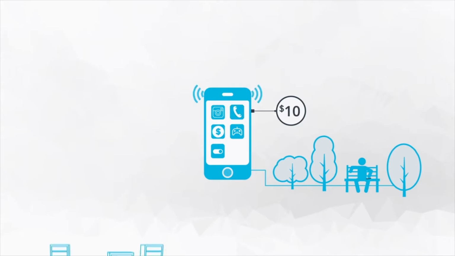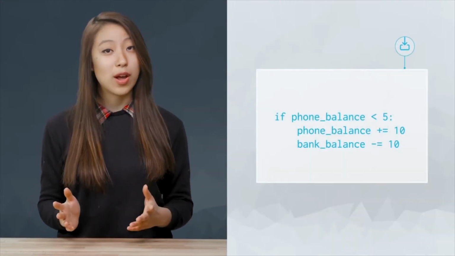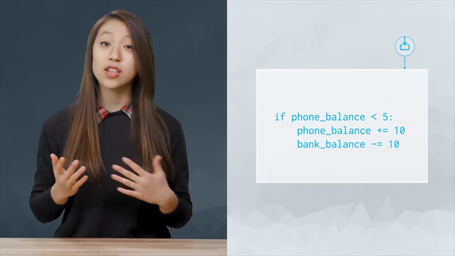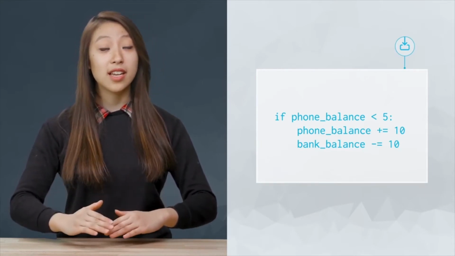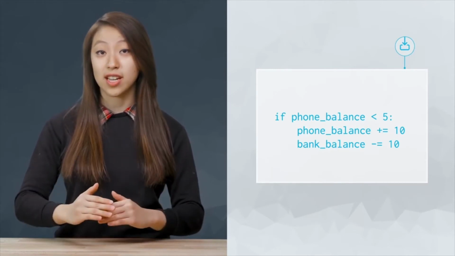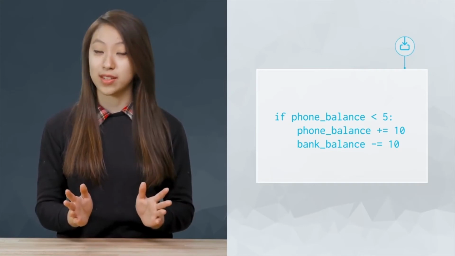The customer can then set up a link to their bank account so that if their phone credit balance goes below a threshold amount, in this case $5, then $10 more of credit are added and their bank balance is billed. Here is a simple way of representing this billing system in code. If the phone balance is below 5, add 10 to phone balance and subtract 10 from bank balance. This is an example of an if statement.